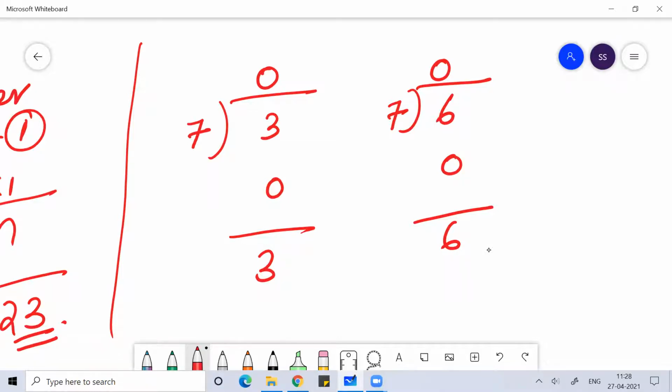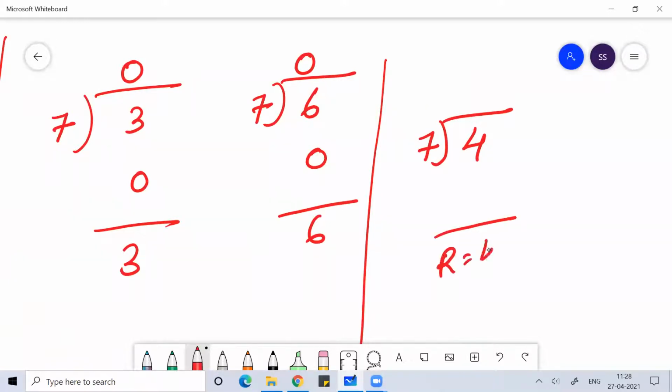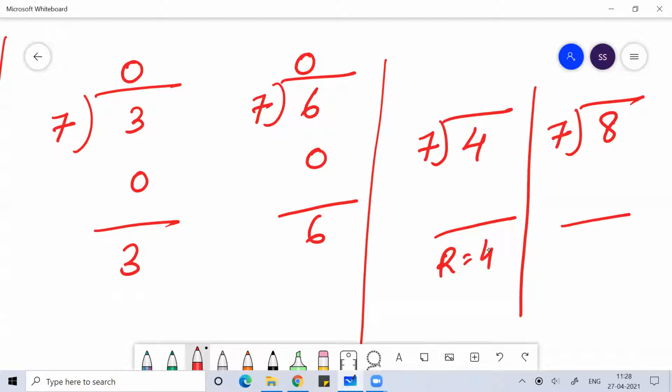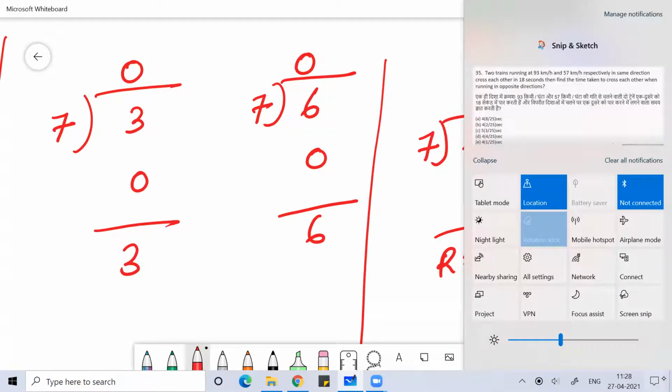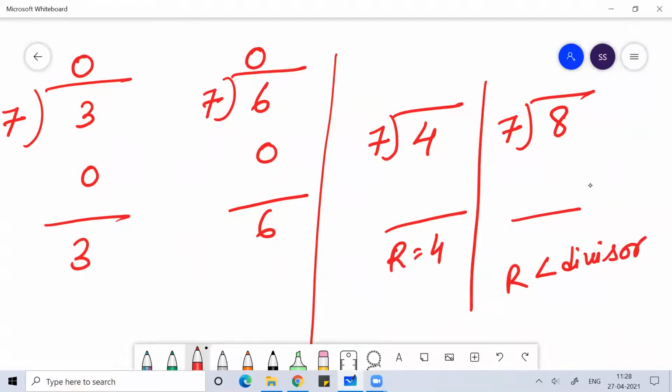But sometimes you will not be able to understand that change. Why? Because suppose the number is 4, you divide by 7, so you get the remainder 4. Now if you double the number, it is 8. Dividing by 7, your remainder would become 8. But normally we don't write that, because the remainder can never be bigger than the divisor. Please understand, the remainder can never be bigger than the divisor.